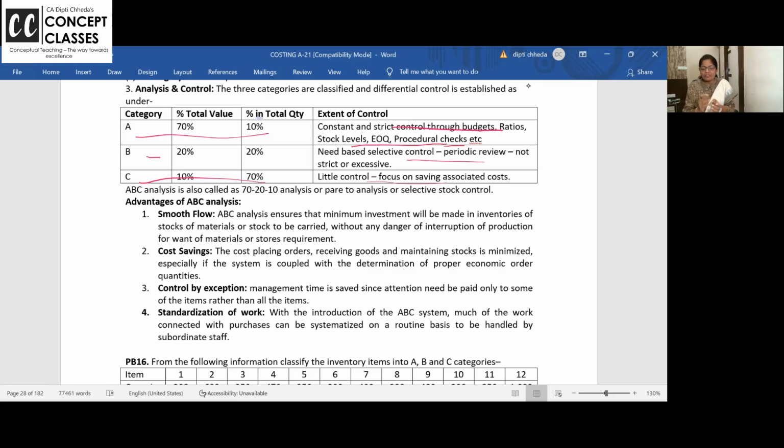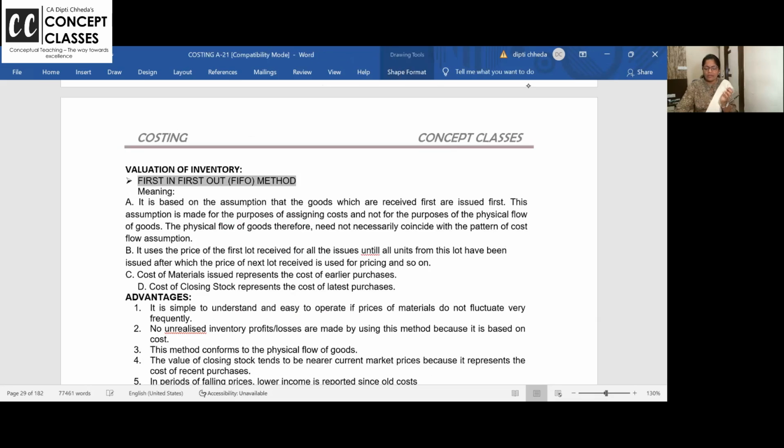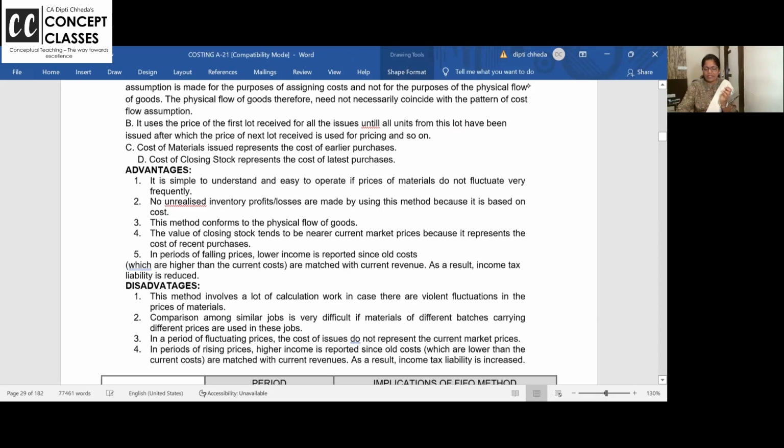What are the benefits of ABC analysis? You can control and focus on the main inventory. It will save your cost. Control by exception: you're not trying to control everything. And standardization of the work. You can go in proper format. FIFO, LIFO, what are the advantages and all this, you can check and solve. At least do one problem.